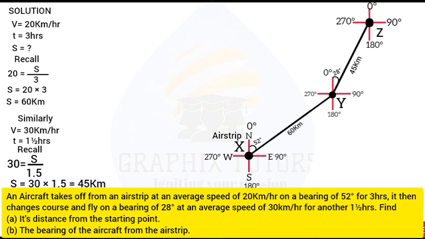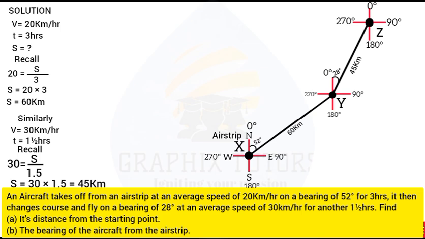The hour will equate the hour here. So we have 45 kilometer. So this is what we have here. Then we will now close the loop, because the question says we should find the distance from the starting point.